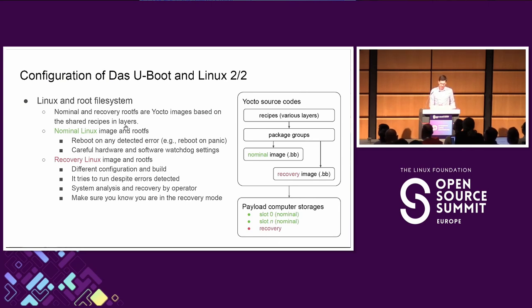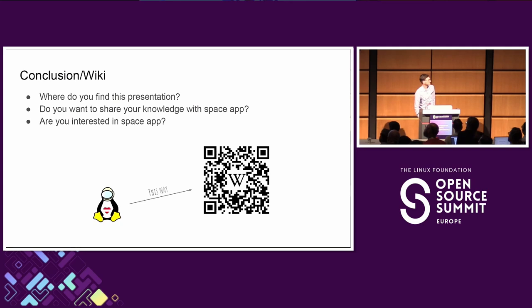As I said earlier, the nominal Linux tries to reboot itself on any error you encounter, and the U-Boot logic will handle it by the recovery flag, so it will directly run the recovery Linux and try to recover the system on an operator basis. I'm running out of time, so I will go quickly to the end. Yeah, that's all.